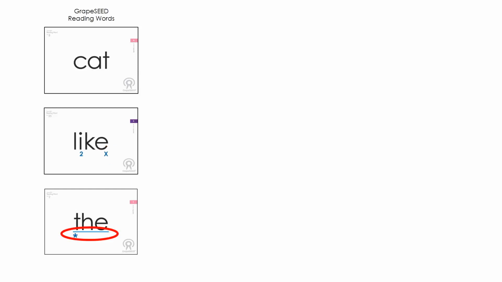The final marking that we use is a line with a little star at the bottom of it. These are used for words that don't follow any of the Grapeseed phonogram patterns. The students will learn this as a sight word and learn how to spell the word rather than decode it by sounding out the sounds.